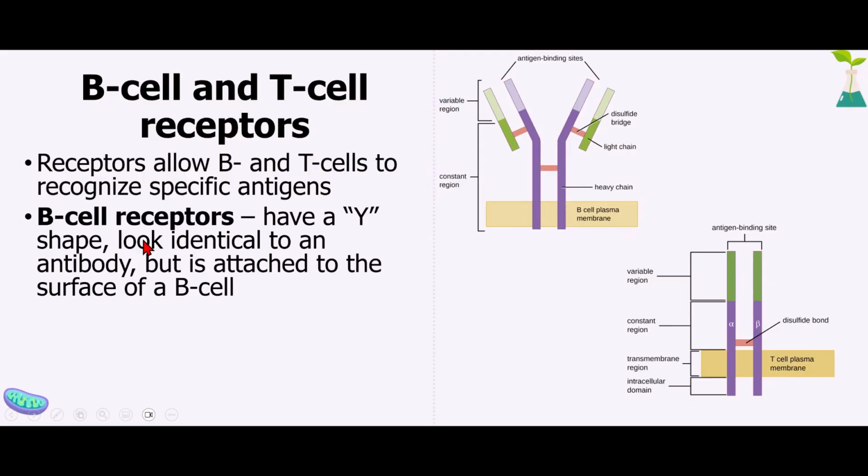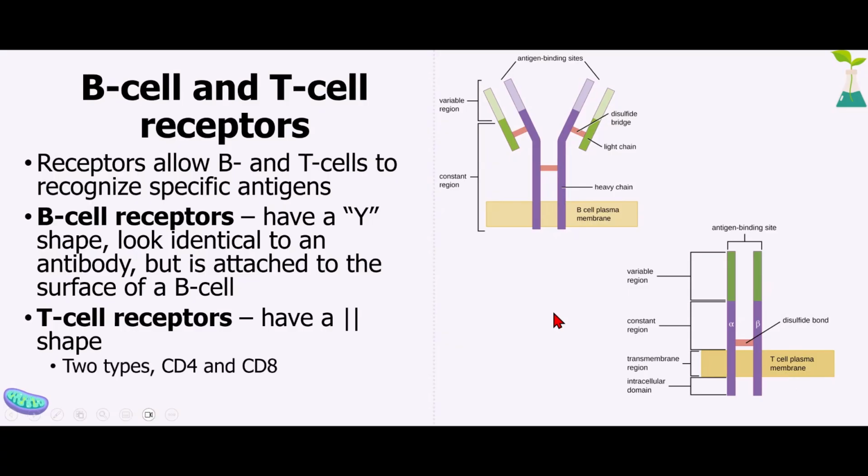So B cell receptors, they look like this. They have this Y shape similar to an antibody. Basically, they are an antibody, and they're just attached to the surface. So they just look like that. T cell receptors are just two straight lines like this. So they have kind of like an LL shape, I guess. And again, same thing, they are found on the surface of the T cell.